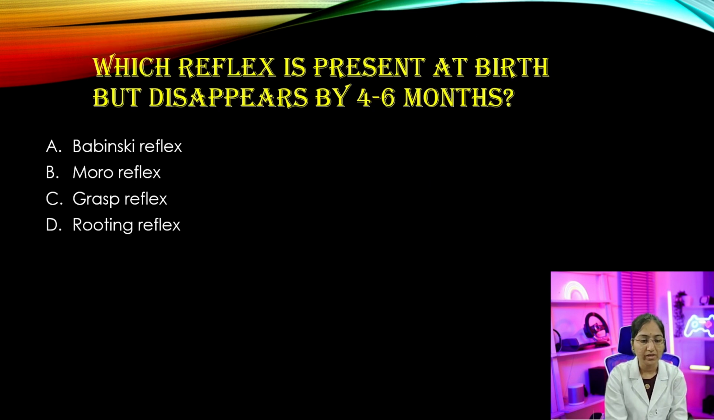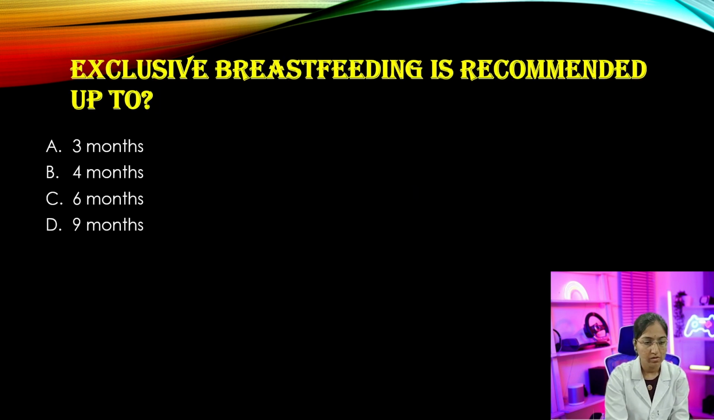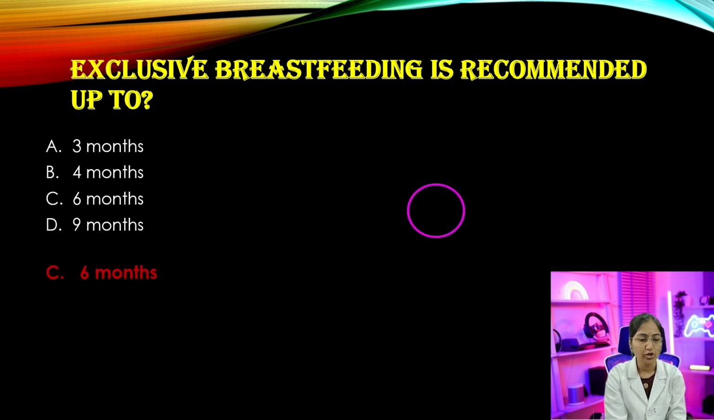We'll move to the next one. Which reflex is present at birth but disappears by 4 to 6 months? These are the options here. Right answer is Moro reflex. Next question. Exclusive breastfeeding is recommended up to. These are the options given. Correct option is 6 months.